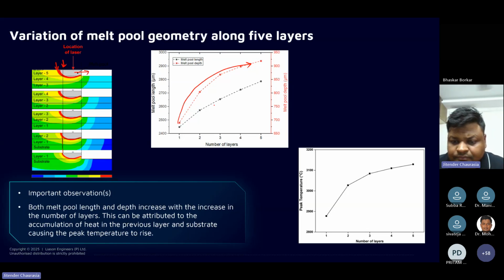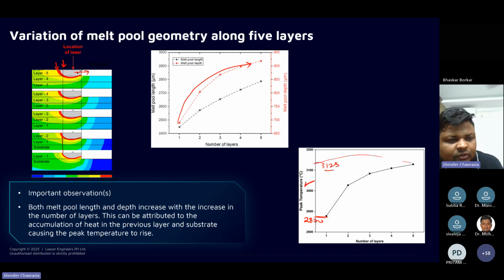Also how the peak temperature is increasing, that we could also get. At layer 1, it was around 2870 something. After 5 layers, you can see it is around 3125, something like that. So these kinds of predictions we can do.